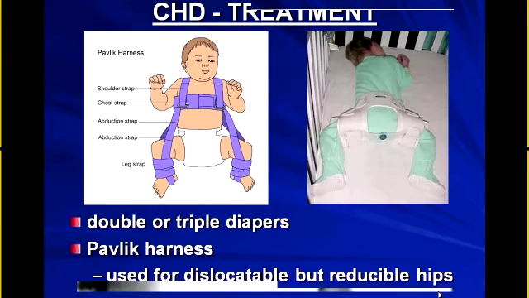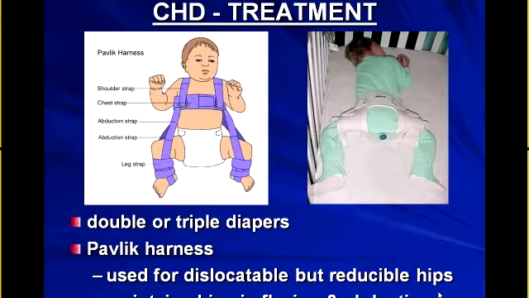So what do we do if a child has a positive Ortolani's test, or what happens if they have CDH? Well, normally, if it's possible, what they'll try to do is to double or triple diaper. And that is good for the sense of abduction, but what it doesn't do is maintain the hip flexion. So if they're really concerned, because the whole idea is that the head of the femur and the acetabulum will develop normally if you can reposition the head in the acetabulum and maintain it there.